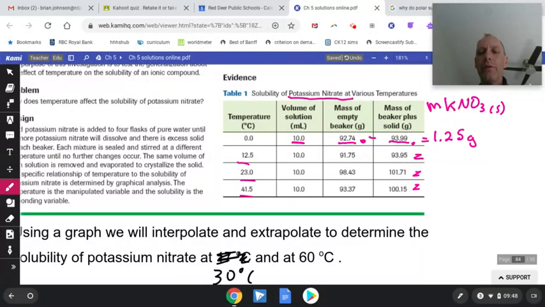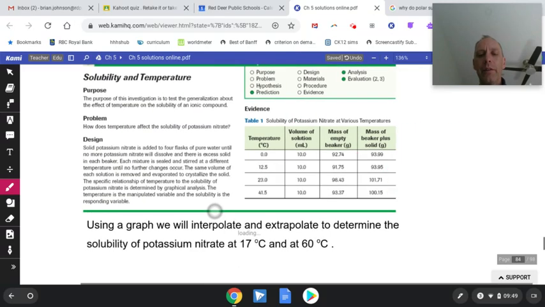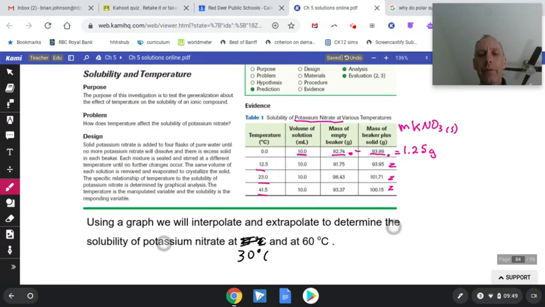Okay, once you've calculated those, then we're going to graph the data. So what's that going to look like? Okay, I'm going to show you.